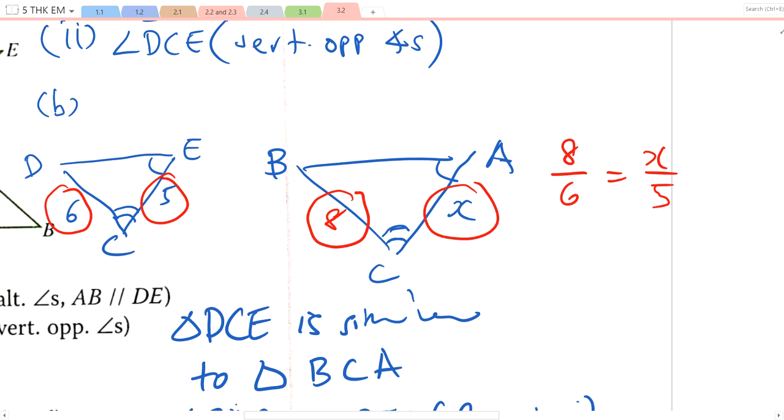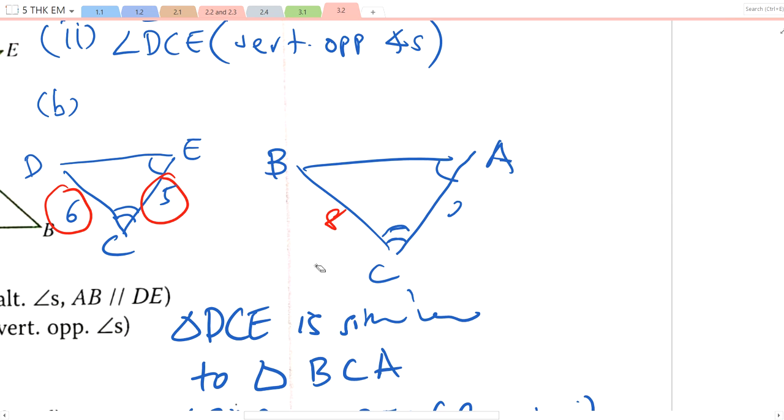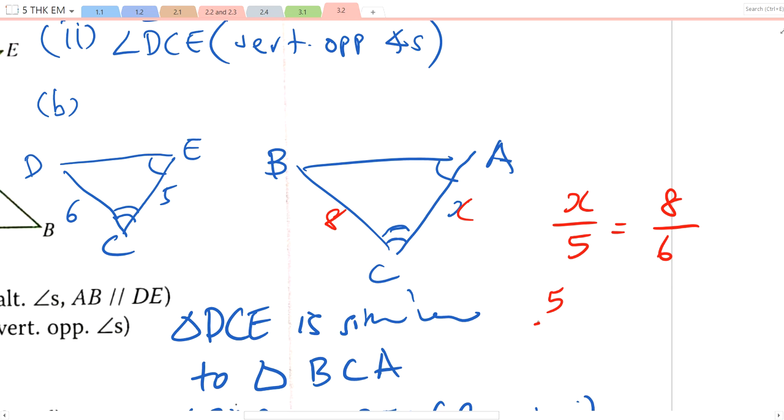Okay? Now you have a choice. You could have done x over 5 equals 8 over 6. You could have done 5 over x equals 6 over 8. Which one will you prefer? 1 or 2? Why? Both will give you the same answer. Which one do you prefer?